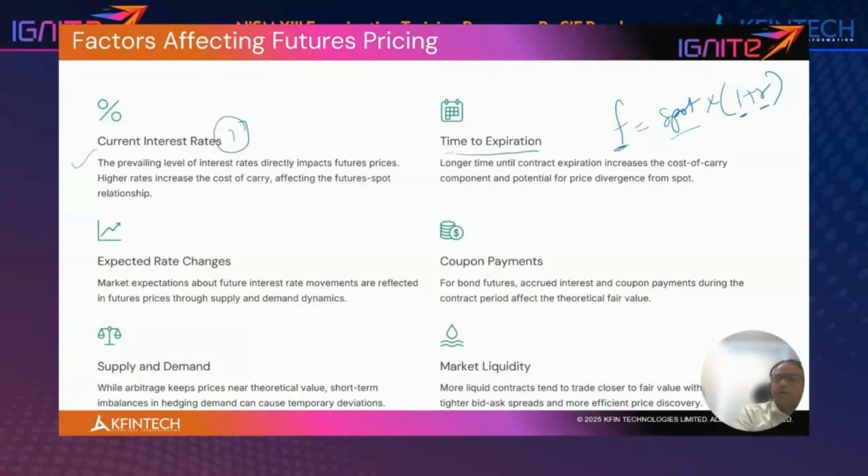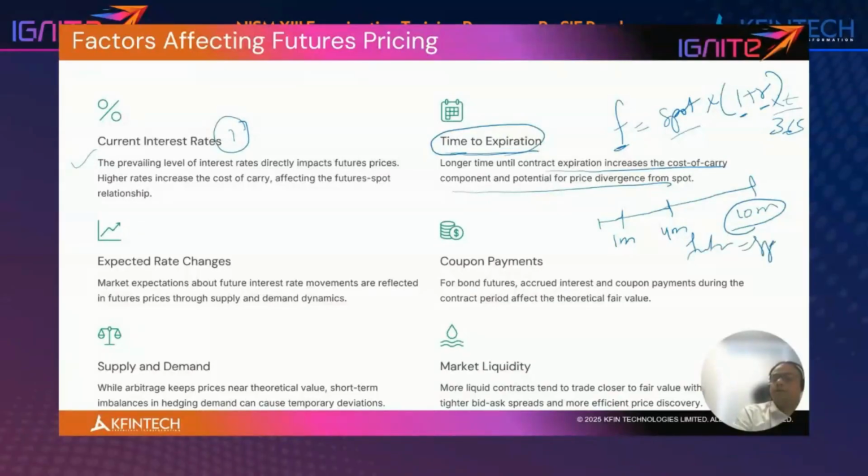Time to expiration. The formula had T by 365, which is time. So the longer the time until the contract expires, the more it increases the cost of carry component. Obviously, if I have a 1 month future, the future price will be very close to the spot price. If I have a 4 month future, the future price will be a little far away. If I have a 10 month future, the future price will be higher than the spot price significantly because there are 10 months to expiry. Expected rate changes, again, if this rate changes, the future price will change because the assumption is no arbitrage.